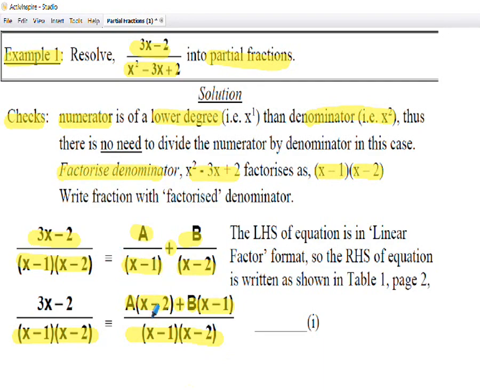So A times x minus 2, the x minus 2 on the top will cancel with the x minus 2 on the bottom to leave me with A over x minus 1. And if you take the second term, the B times x minus 1 on the top line, that cancels with the x minus 1 on the bottom line to leave me with B over x minus 2. You need to think that step carefully through for yourself as to how we arrive at these common denominators.